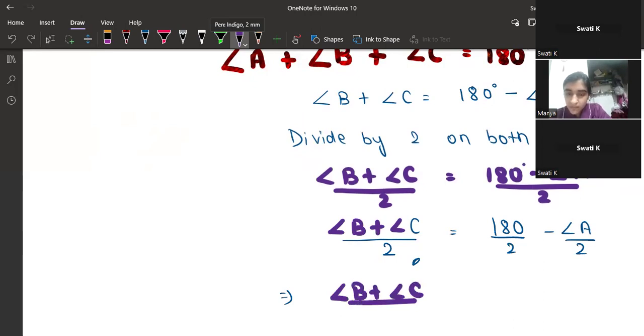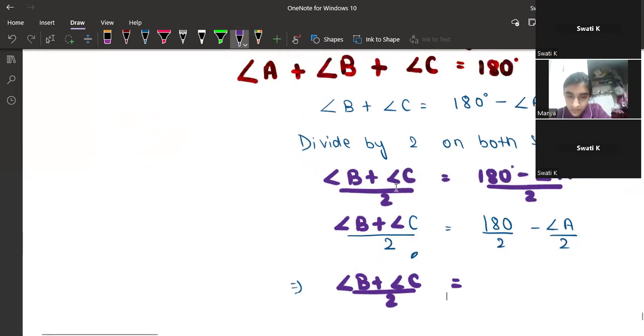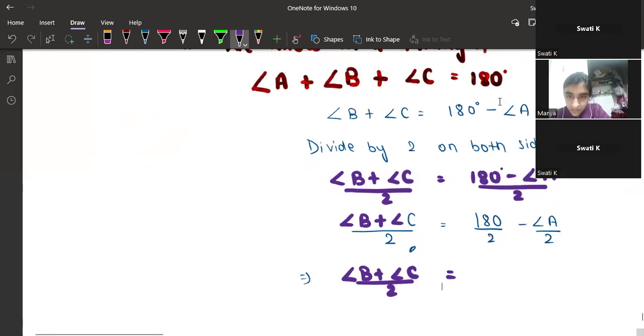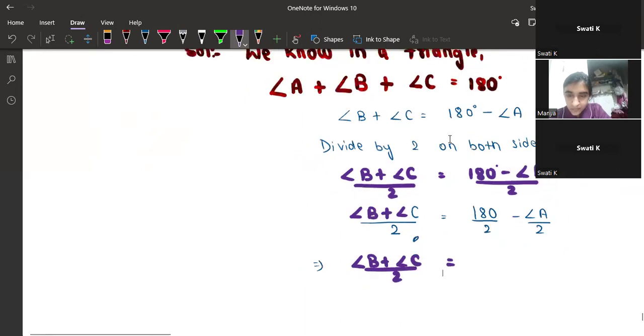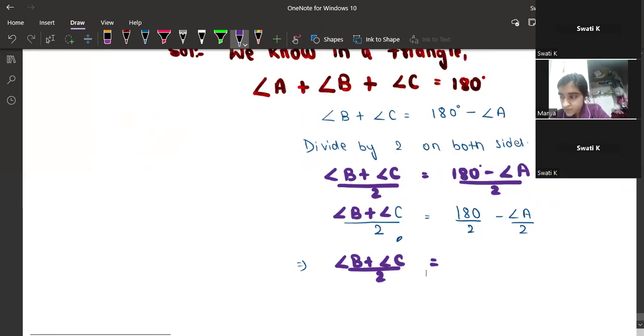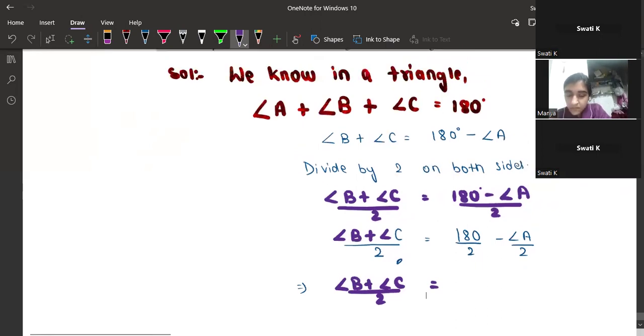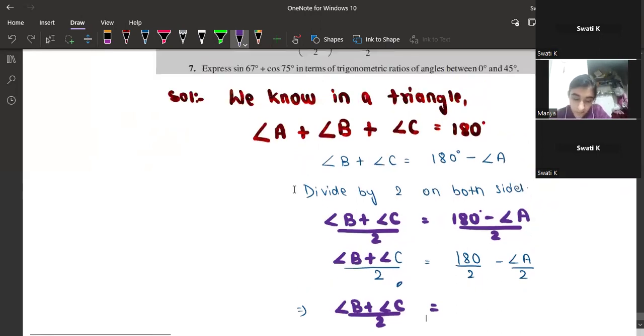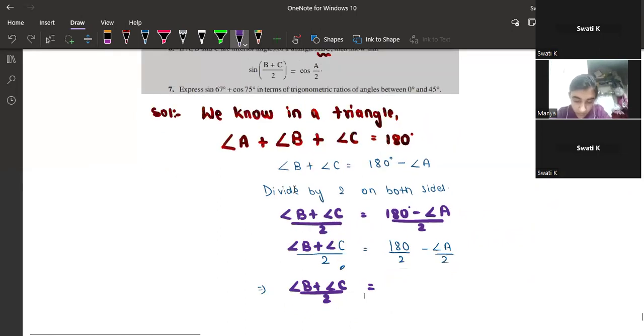Now can you tell me what is 180 degrees by 2? Sorry, 180 degrees by 2. Did I say minus 2? 180 divided by 2, what will be the answer? It's a simple division. So, yes. Just a moment.